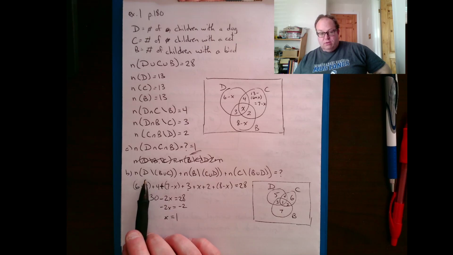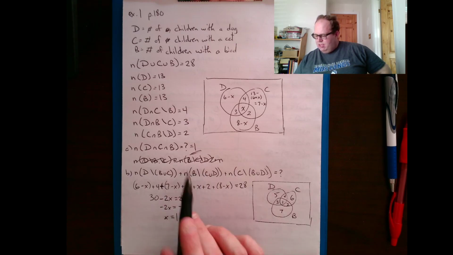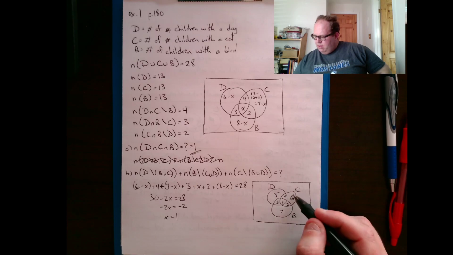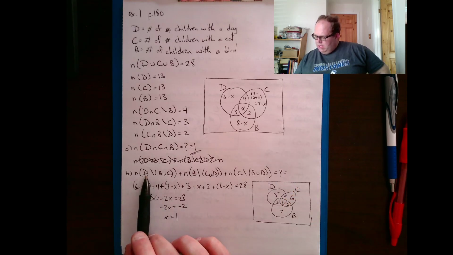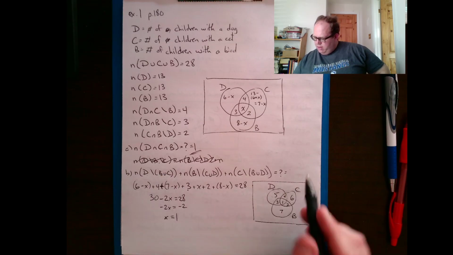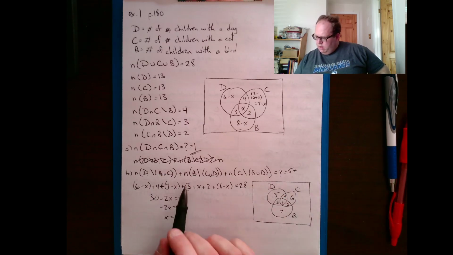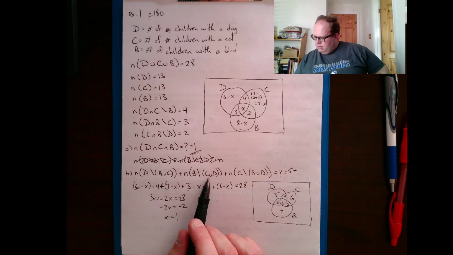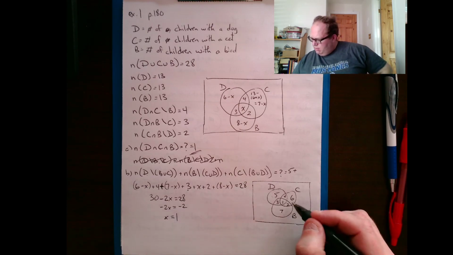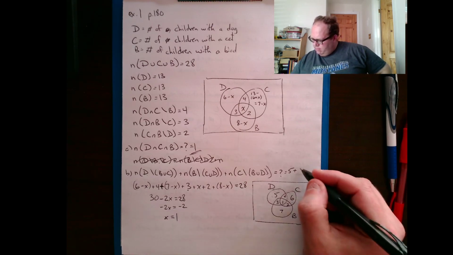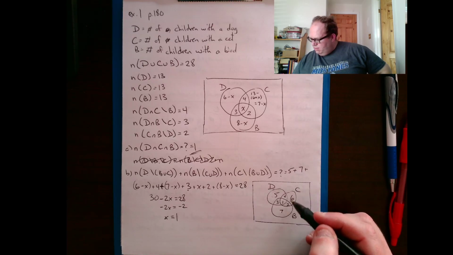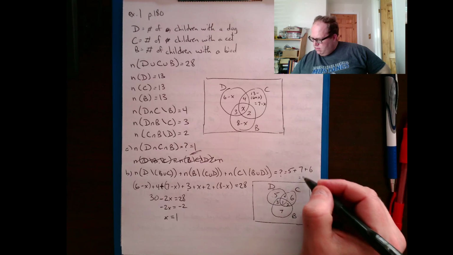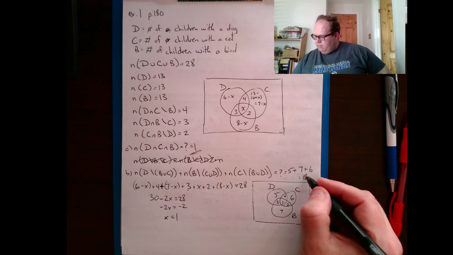Now the number of kids who only have one pet, this is it written out in set notation, but really what it is is 5 plus 6 plus 7. So D without B and C is this part. B without C or D is 7, and C without B or D is 6. Put it all together and you get 18.